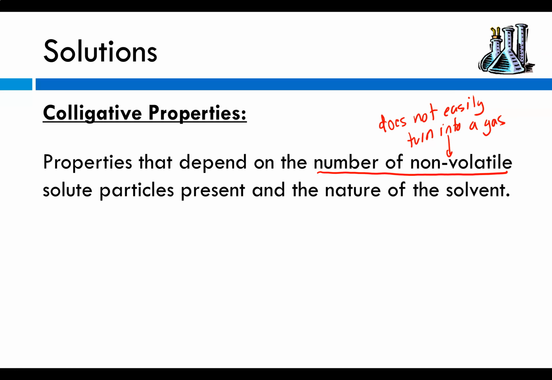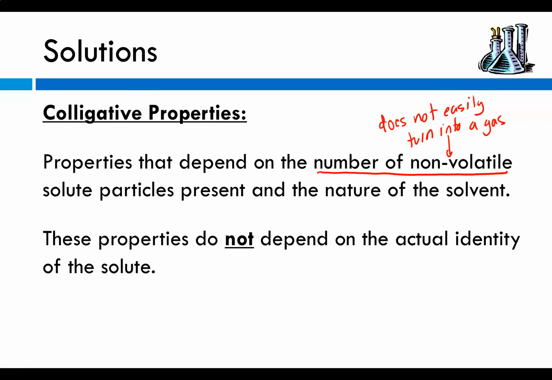So a lot of our solid particles, things like salt and sugar, for example, those are non-volatile. Those are not going to easily turn into the gas phase and escape this solution. So with colligative properties, it does not really matter what the actual identity of the solute is. It doesn't matter if you're talking about sodium chloride or glucose or sucrose or calcium chloride. These are properties that are going to change in predictable ways simply by adding one of these non-volatile solutes. So we're going to focus on three different colligative properties today. We're going to look at a change in vapor pressure, boiling point, and freezing point.